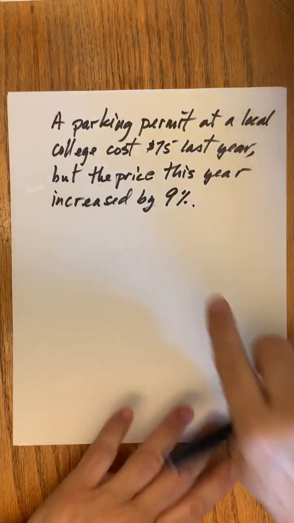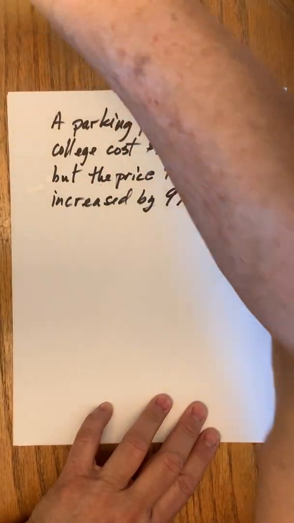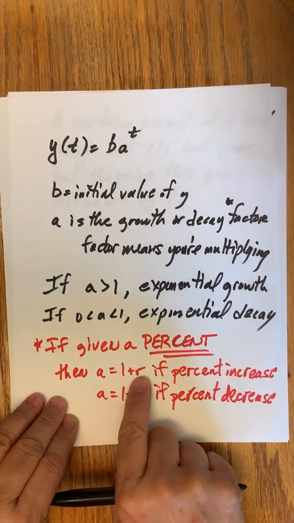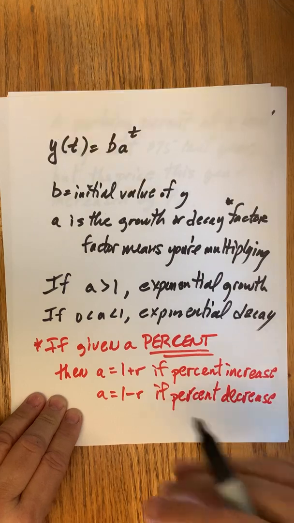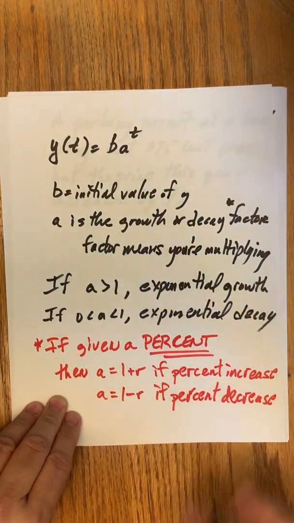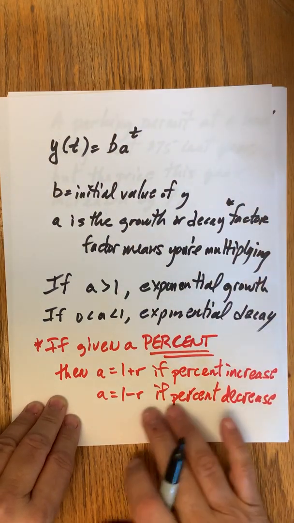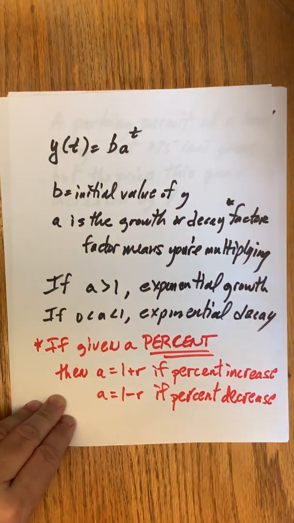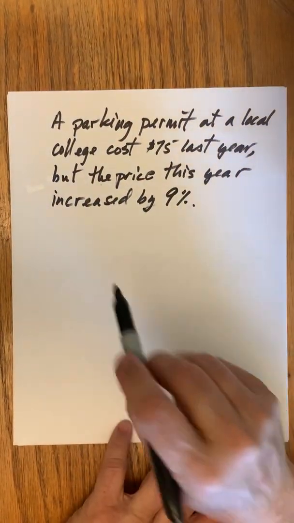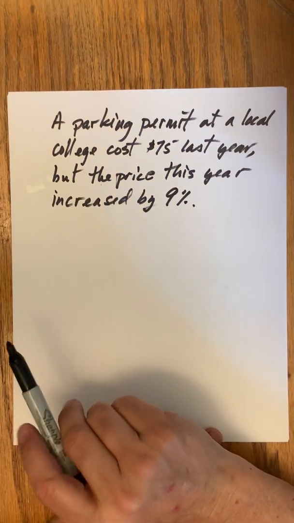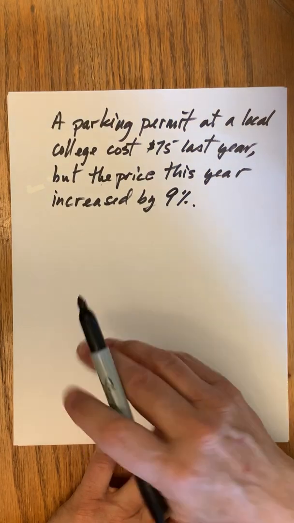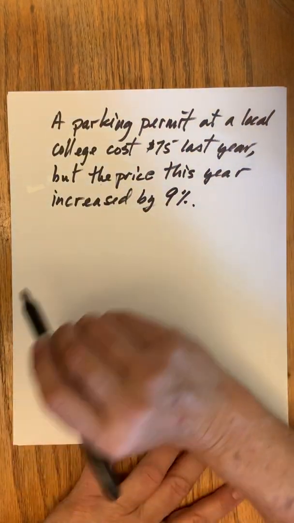Now this is going to be an example where we're dealing with percent, and if you recall, if it's an increase, you're going to add the rate to 1, because you had 100%, which is 1.0, plus whatever the rate is. That's what you're multiplying by, okay? And if you're decreasing by a certain percent, then you're multiplying by 1 minus r, okay? So here, a parking permit at a local college cost $75 last year, but the price this year increased by 9%. And we're going to assume it keeps going like that, 9%.